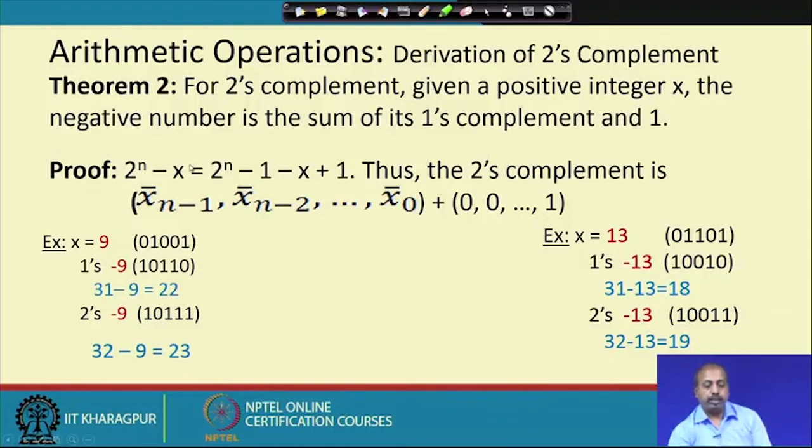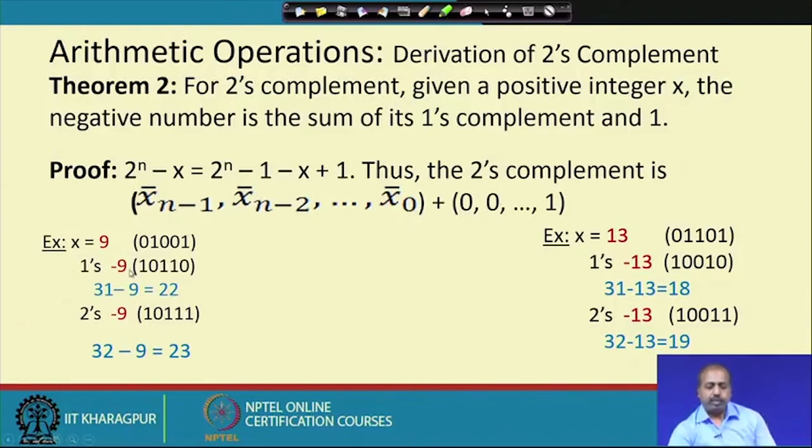So, we can prove it like this: for 2's complement, the formula is 2 to the power n minus x. It can be written as 2 to the power n minus 1 minus x, plus 1. Now this part, 2 to the power n minus 1 minus x, is the 1's complement. With that we are adding this 1. So, 2's complement is basically the 1's complement plus 1.